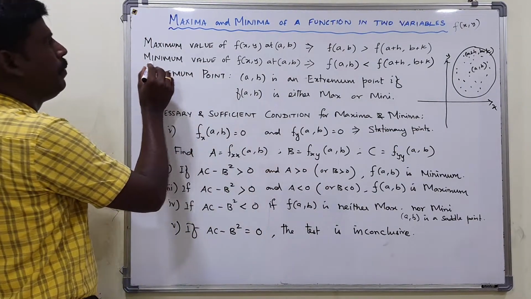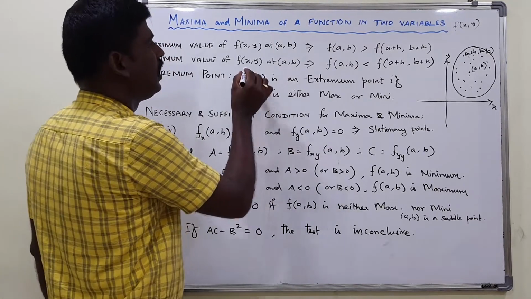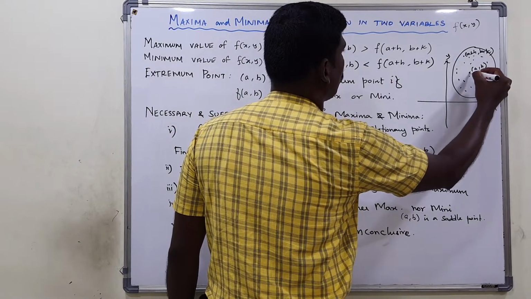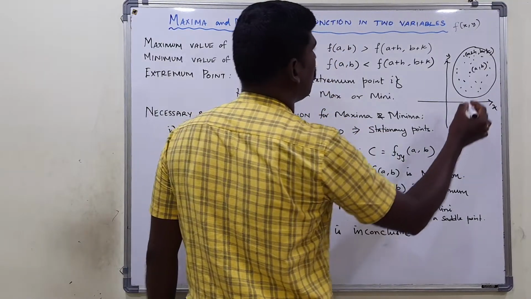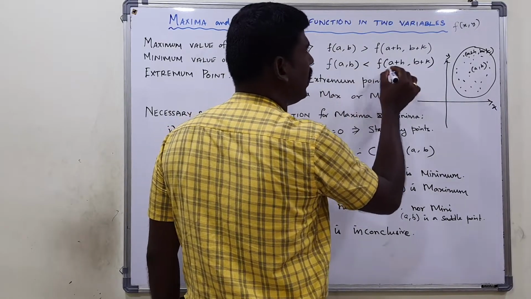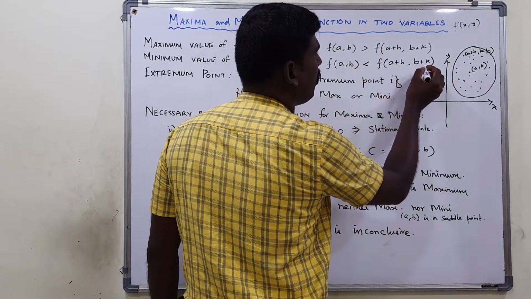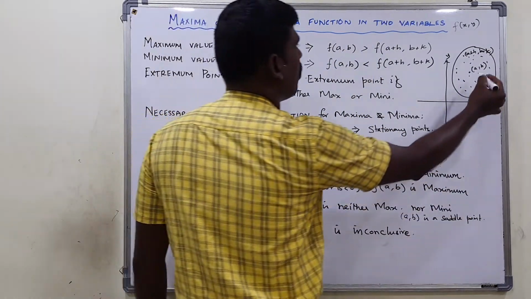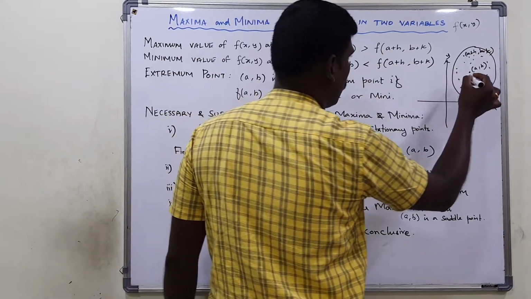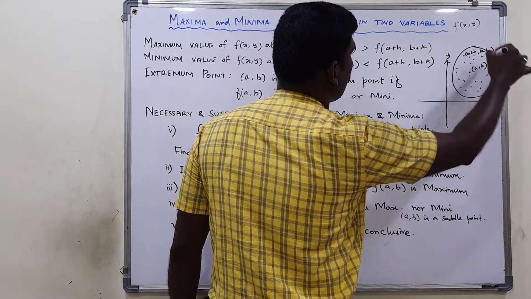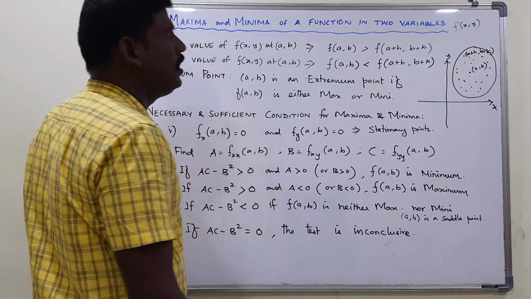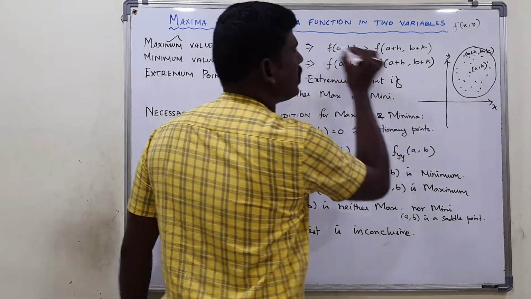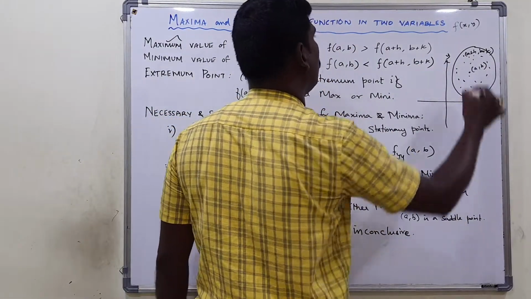That's all. Similarly, the minimum value of f of x comma y at a comma b: when we say that f of x comma y takes minimum at a comma b, right? So same like that, find the value of f at the point a comma b, and this value is always less than the value of f of a plus h comma b plus k. That means any point inside the neighborhood of a comma b. So f of a comma b is the smallest value when compared to the value of f at all the other points in the same neighborhood. That's all, right? If it is maximum, then f of a comma b is maximum when compared to the value of f at all the other points.